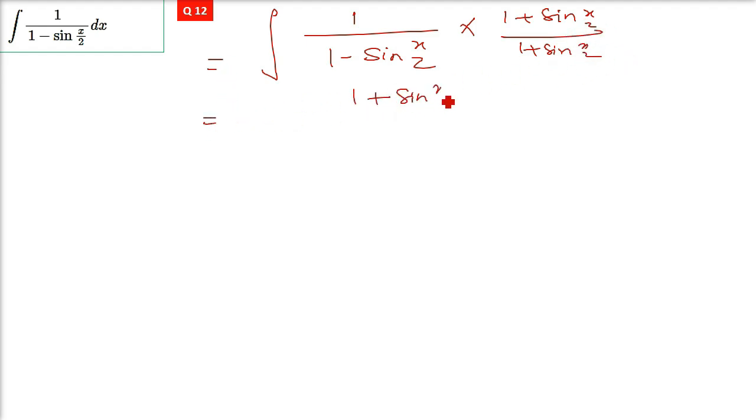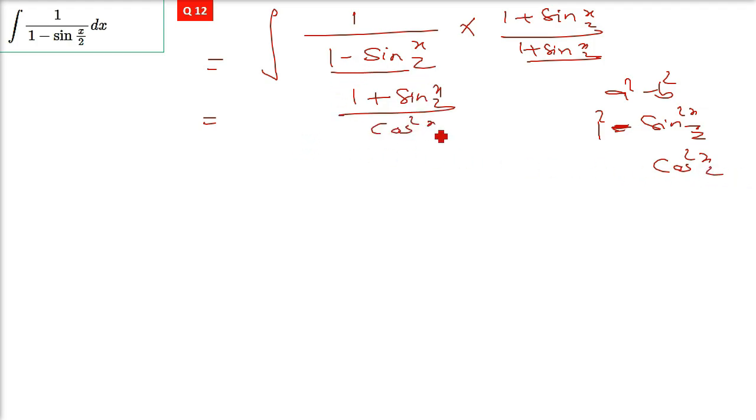So 1 plus sin x by 2 will remain in the numerator. In the denominator, 1 minus sin x by 2 times 1 plus sin x by 2, we use a square minus b square. So it will be 1 square minus sin square x by 2. 1 minus sin square x by 2 is what? Cos square x by 2. So this is going to be cos square x by 2.